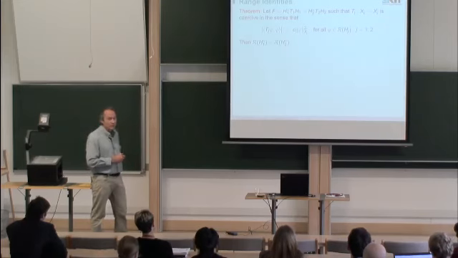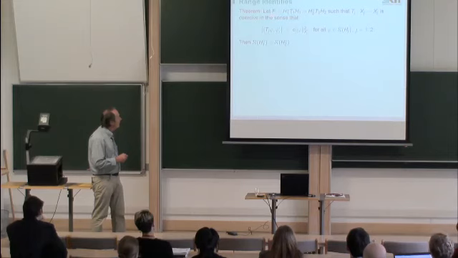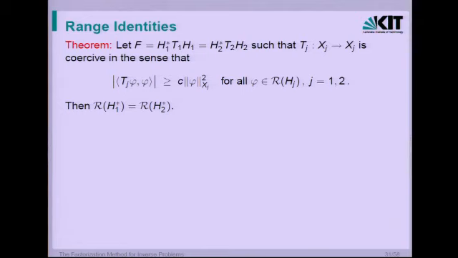Assume you have two factorizations. F has a factorization in terms of H1* T1 H1 and also H2* T2 H2, such that the middle operators T1 and T2 are coercive in this generalized sense. So they are not self-adjoint anymore. What you do is you take the inner product, or this quadratic term, Tj phi phi, which is in general a complex number because Tj is not self-adjoint anymore.